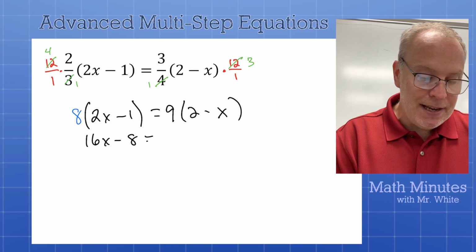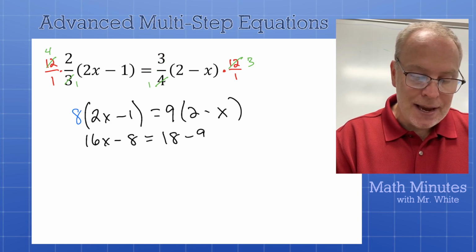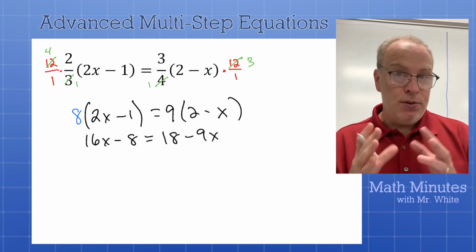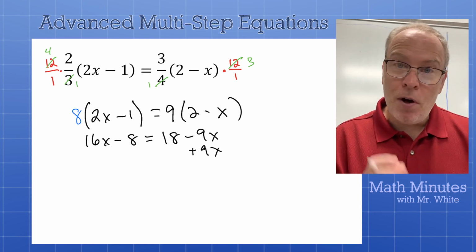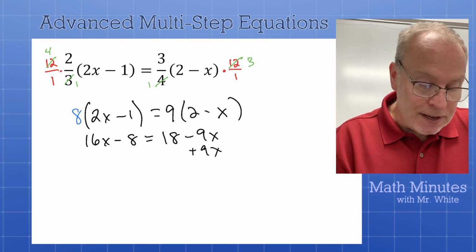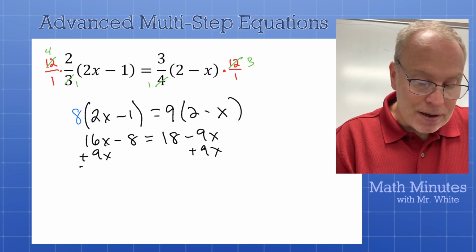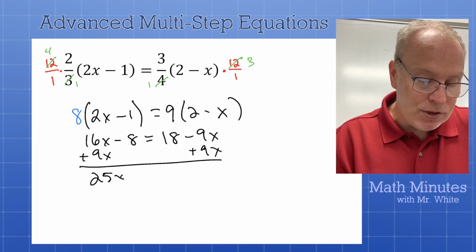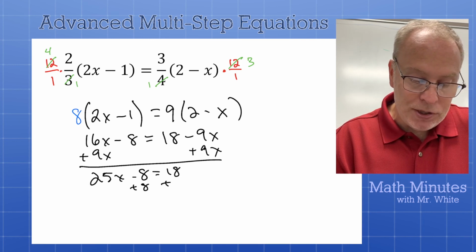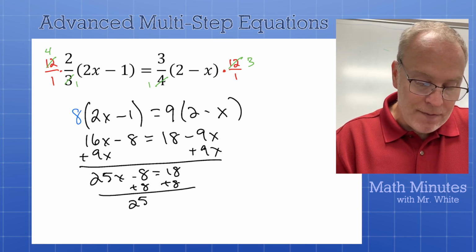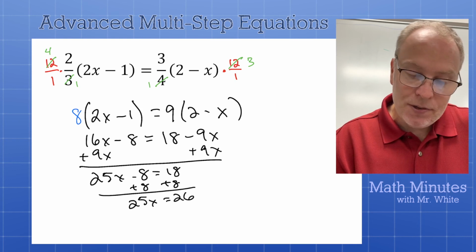16x minus 8 equals 18 minus 9x. Variables on both sides. You know that I like to deal with those first, and I also like to stay positive all the time. Always stay positive if you can. Add 9x on both sides. 25x minus 8 equals 18. I then add 8 on both sides. I get 25x equals 26.